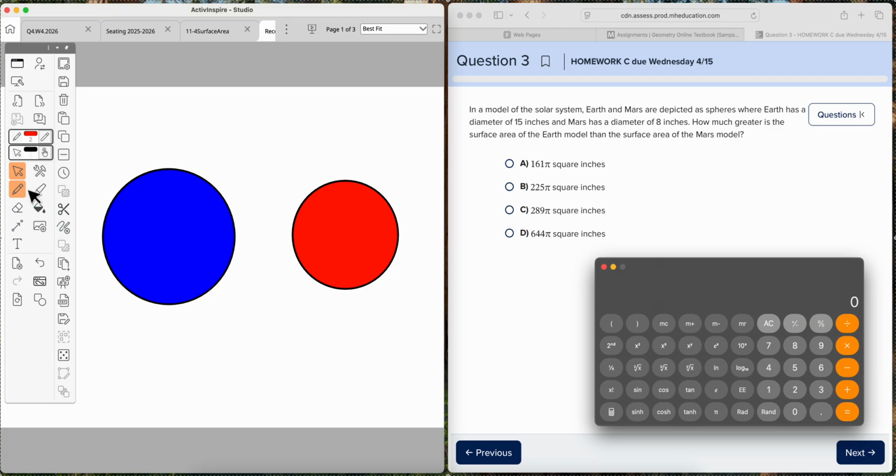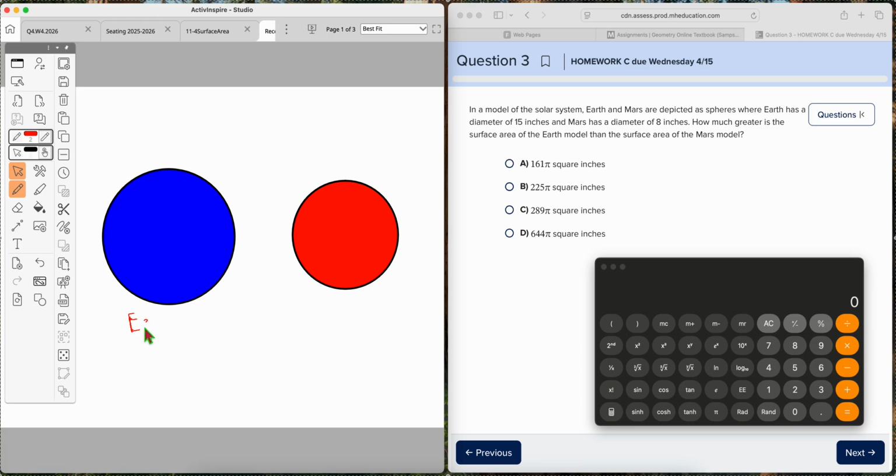So over here I have circles to represent the spheres. This one's going to be Earth, and the red one's going to be Mars. I apologize for the flashing mouse. I'm not really sure what that's about.